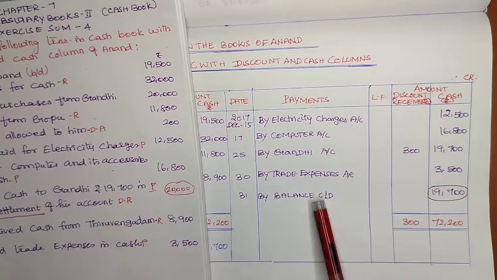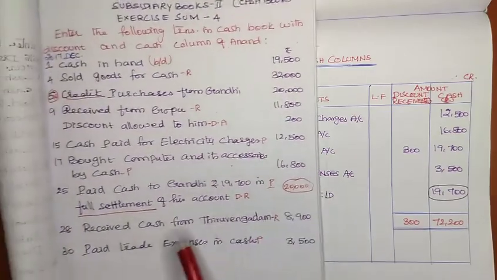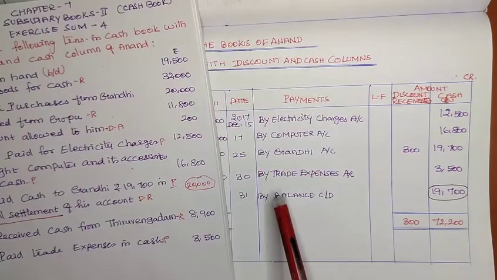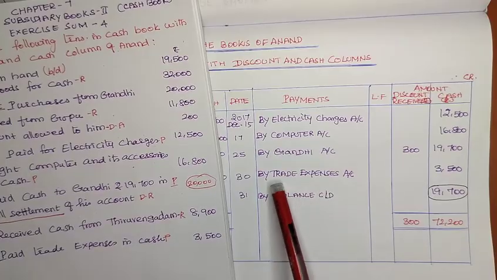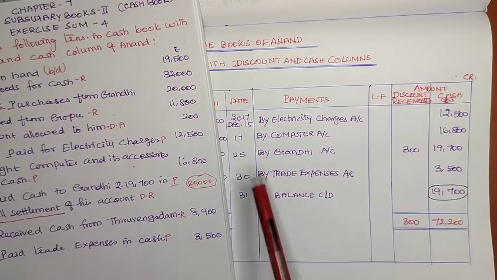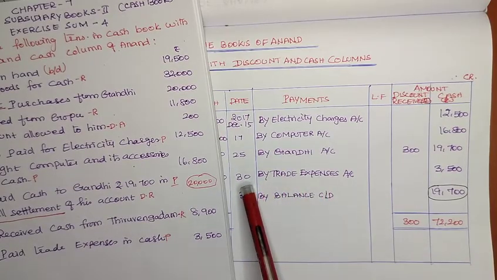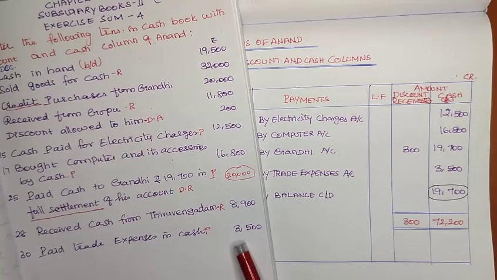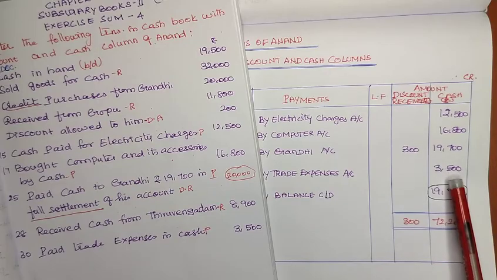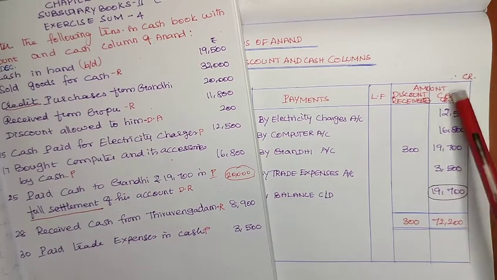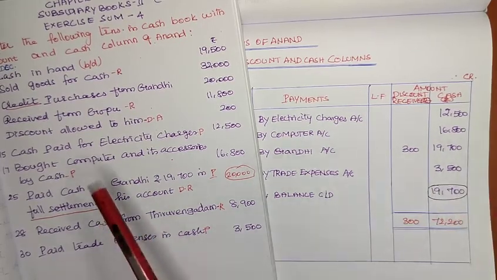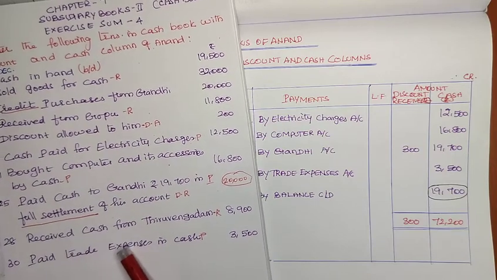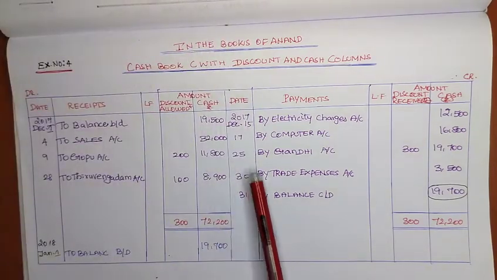Okay, for what you made payment? For trade expenses. You have to write the name of the expenses, that is trade expenses. Always started with by on the credit side, dated on 30. How much rupees you made payment for trade expenses? 3,500 rupees. You have to enter that amount into the cash column. So all the given cash transactions we entered into the double column cash book.